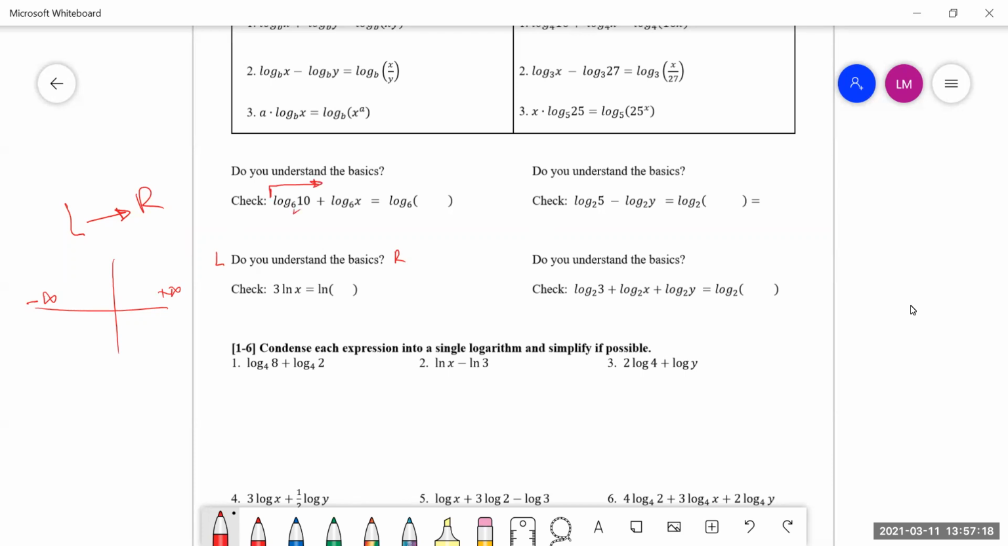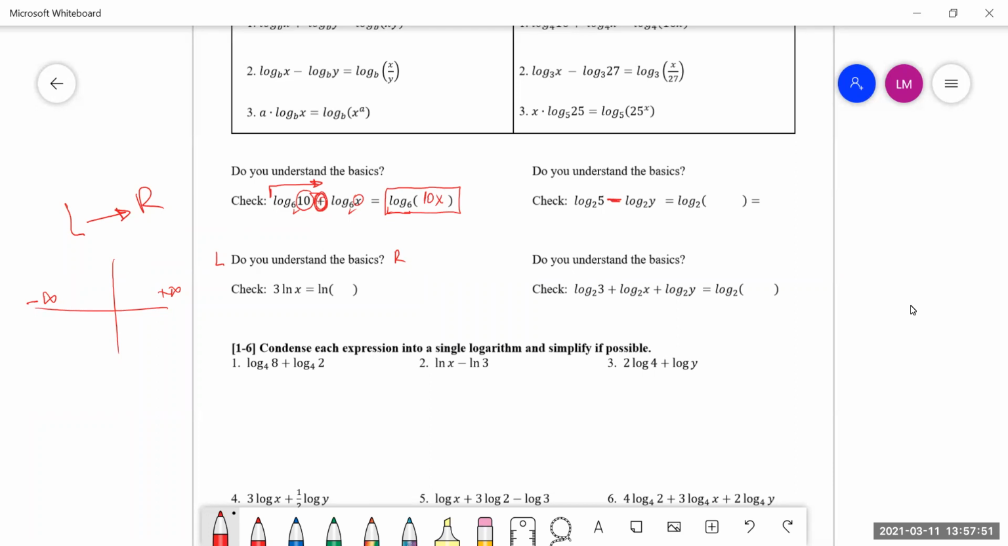I have log base 6, log base 6. I have 2 of them. I'm going to condense it into 1 log base 6. I have, sorry, I'm saying this wrong. I have log base 6 of 10 plus log base 6 of x. And because I have an addition, this is going to become 10x, a multiplication. So I condensed it down to 1. Okay, see if you can do the subtraction. What is it going to become?